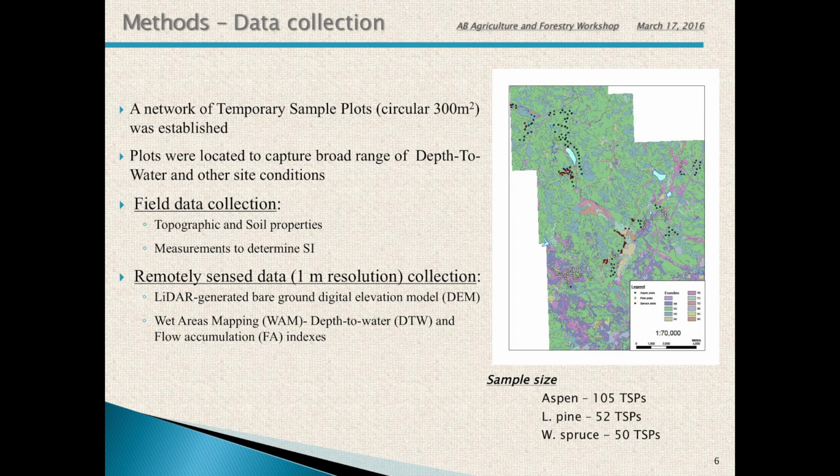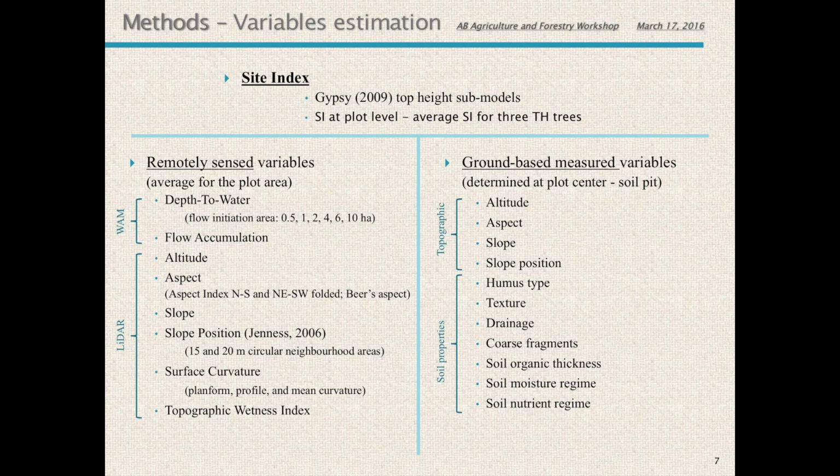After the field season, we came up with a sample size of 105 temporary sample plots for the trembling aspen, 52 for lodgepole pine, and then 50 for the white spruce. So then we processed the data, and first our dependent variable in analysis is site index, and we calculated it by using Gypsy's site index curves, and then averaged those data at the plot level.